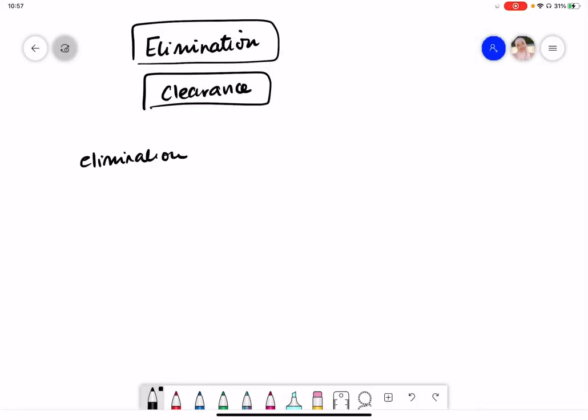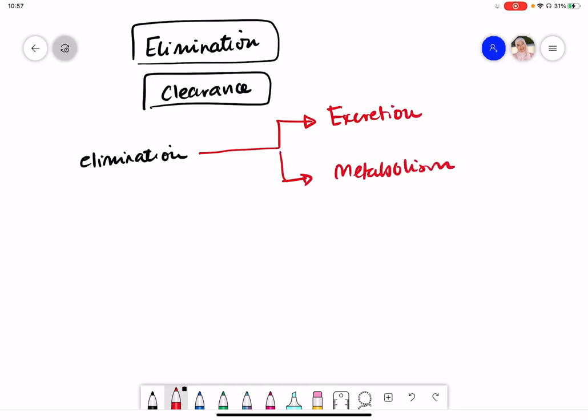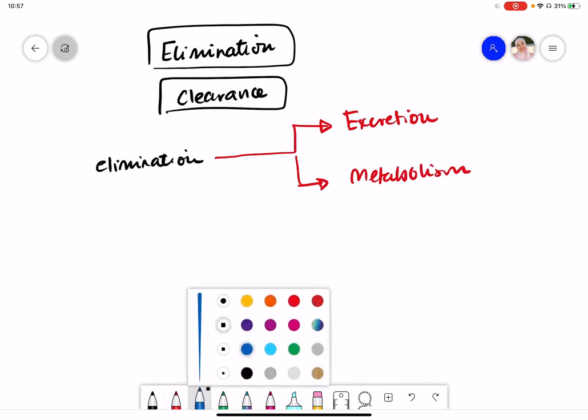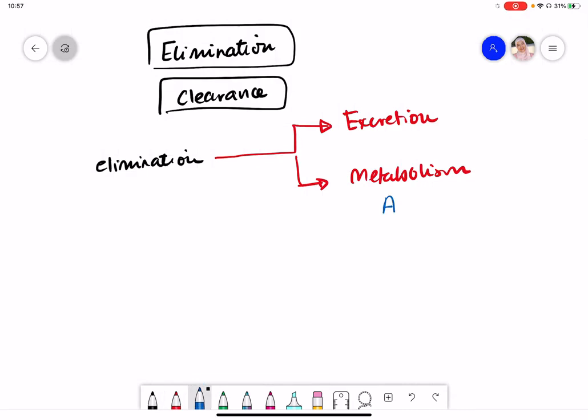We mentioned before, or we know already, that elimination as a kinetic process involves excretion and metabolism. And we know that metabolism is irreversible change of the drug or loss of the drug to another entity, and excretion is the irreversible loss of the drug unchanged from the body.